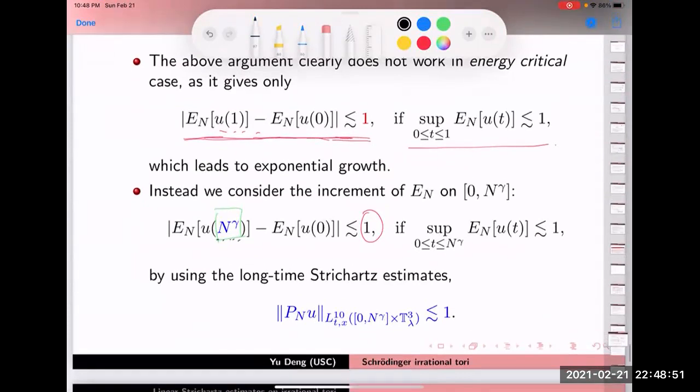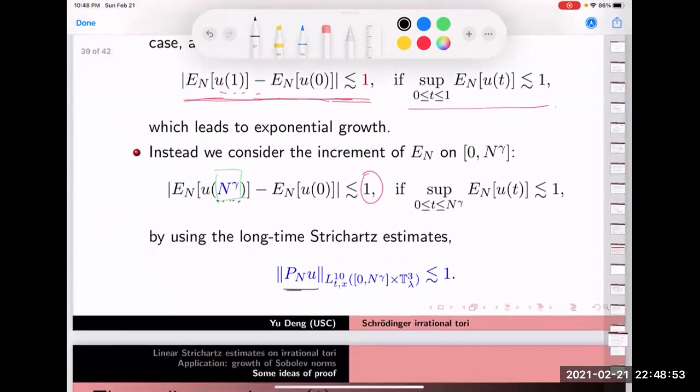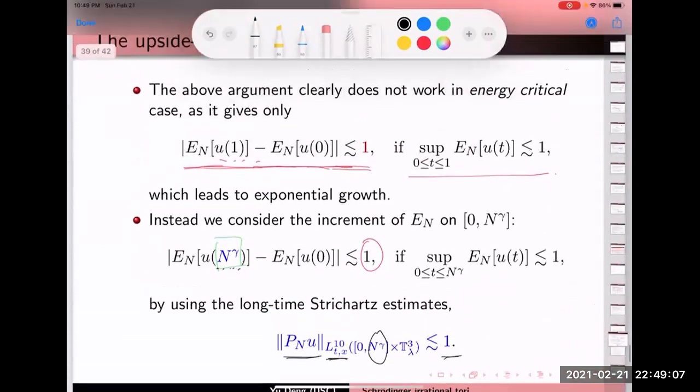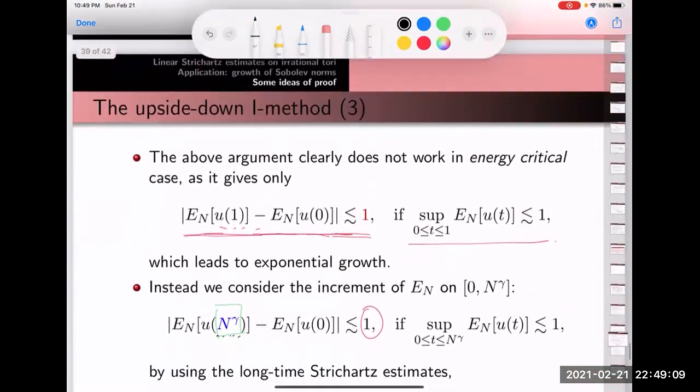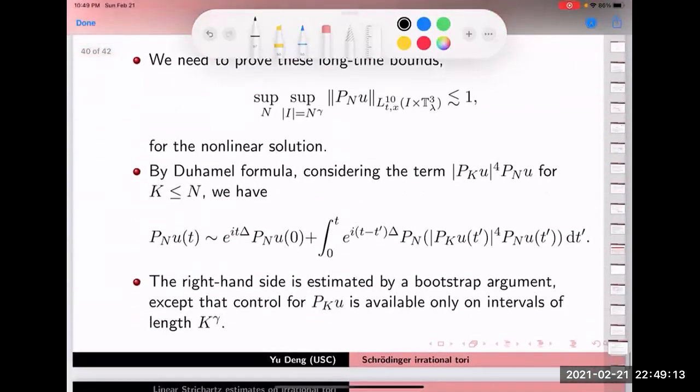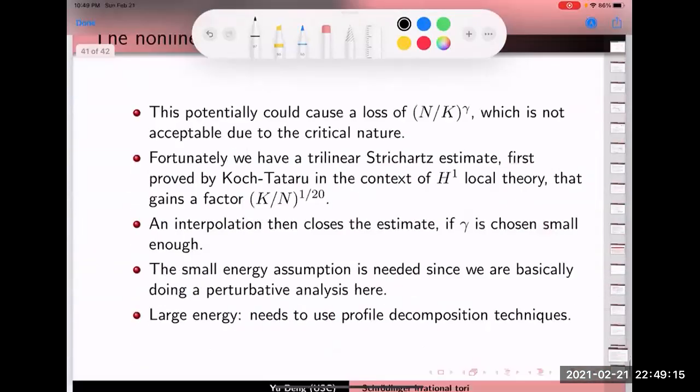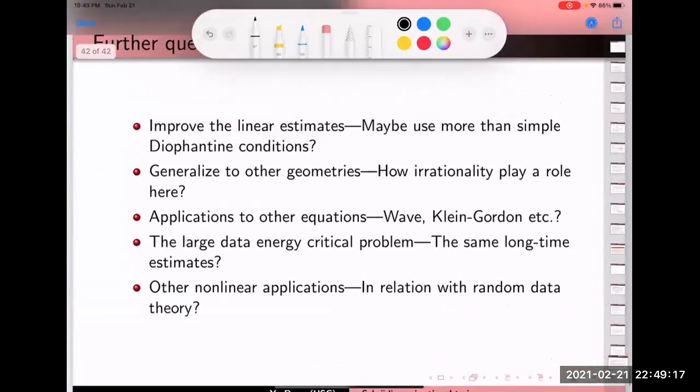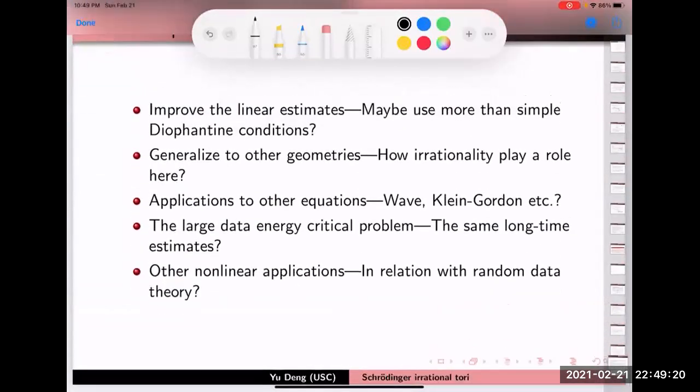And here it is using the long time Strichartz estimate, where you have this Strichartz norm up to time n to the gamma being less than 1. Okay, so this is a key thing, why these long time Strichartz estimates can be used to prove the bounded growth of Sobolev norms. And there are some technical things about how to prove these estimates for nonlinear equations. We will skip that.